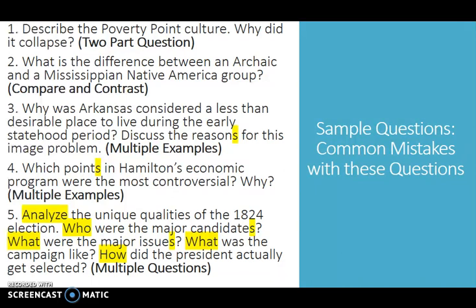Next one, same thing. Which points in Hamilton's economic program were the most controversial? So a lot of students are only going to focus on the whiskey tax or something like that. But it says points. I want to see multiples.